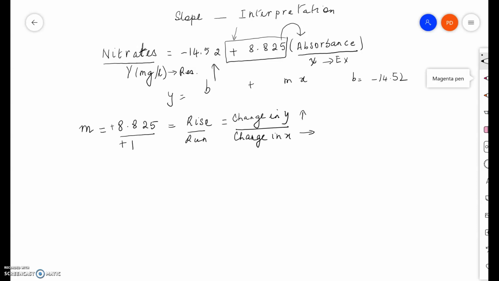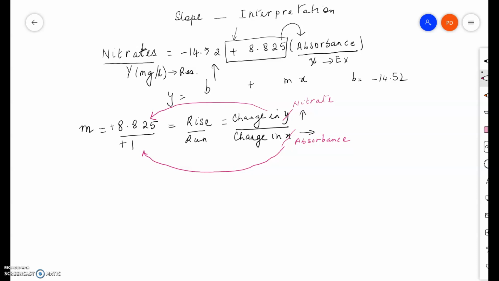But in this case, we know what the variable x is. X is the absorbance, and y is the amount of nitrate in the solution. Depending on the problem, you need to figure these things out. So in this problem, the absorbance is the x and the amount of nitrate is the y. So now all we have to do is write a sentence that describes the relationship between x and y, which is the absorbance and the nitrate, using this equation.